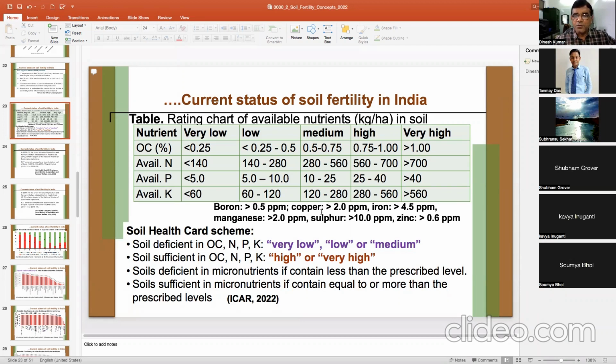Copper should be more than 2 ppm if you want a sufficient level of copper in the soil. Iron more than 4.5, manganese more than 2 ppm, sulfur more than 10 ppm, and zinc more than 0.6 ppm. So these are actually critical levels. And if you want sufficiency of these micronutrients, the level should be more than this value. If they are less than this value, that means soil is deficient in that particular micronutrient.